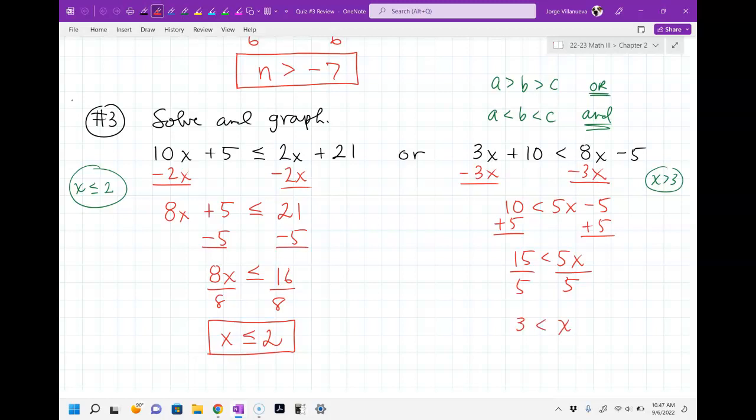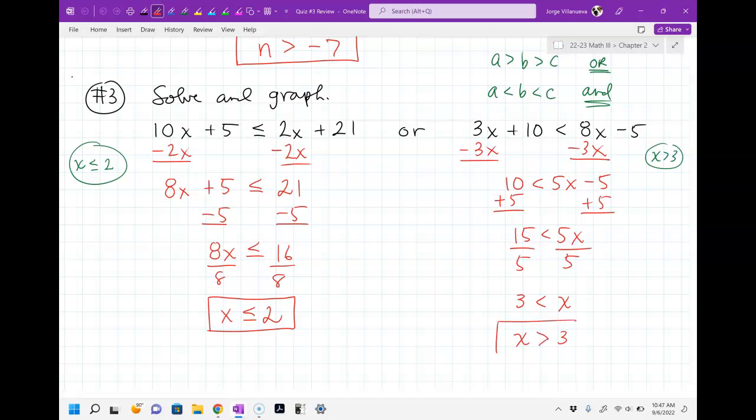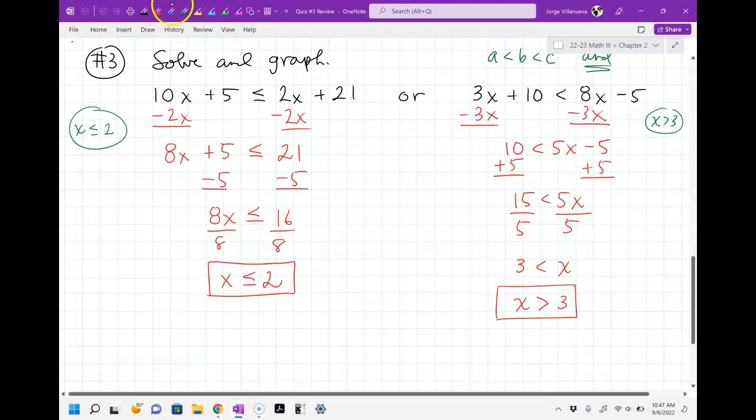If you don't want to write it like that, you can always flip everything over and that would be x and a 3 here, and it should say greater than, which looks correct from what I was told. So there you go. x less than or equal to 2, x greater than 3 are your solutions. Now I got to graph them, and these are OR problems, right? This is an OR problem. So let's see.